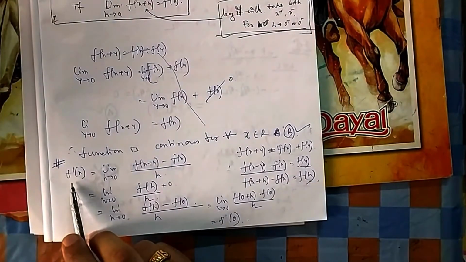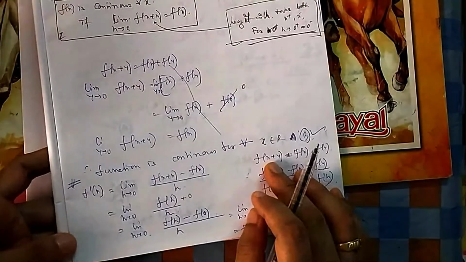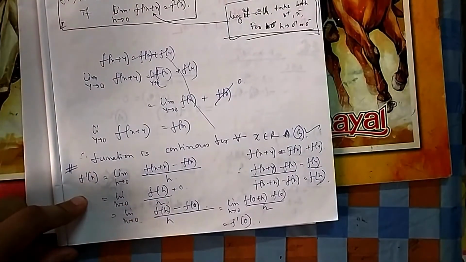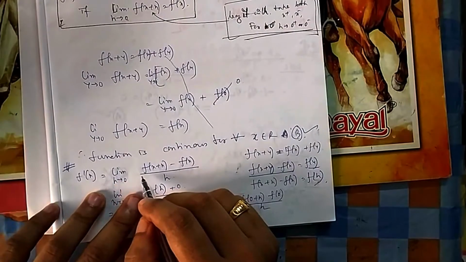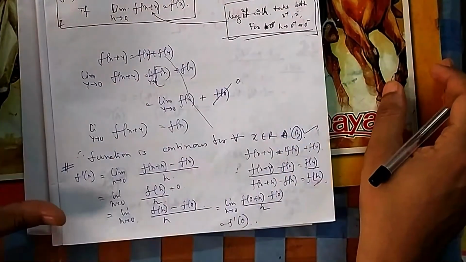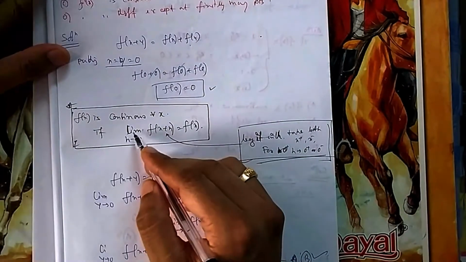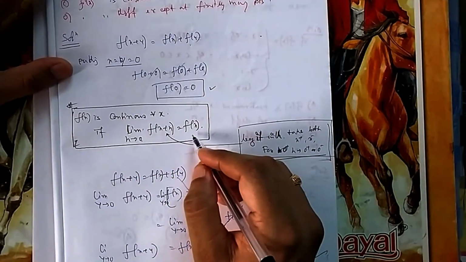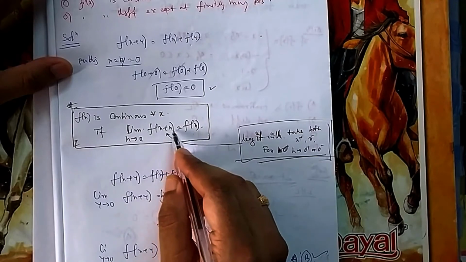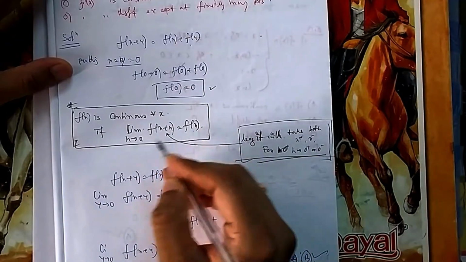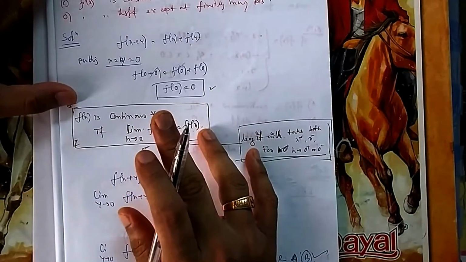Now I want to check whether f(x) is differentiable or not. Before checking differentiability, I need to check continuity. For continuity, one thing you know: f(x) is continuous if the limit as h tends to 0 of f(x plus h) is equal to f(x). That means if you increase the input a little bit, the function also remains the same. That was the definition of limit.